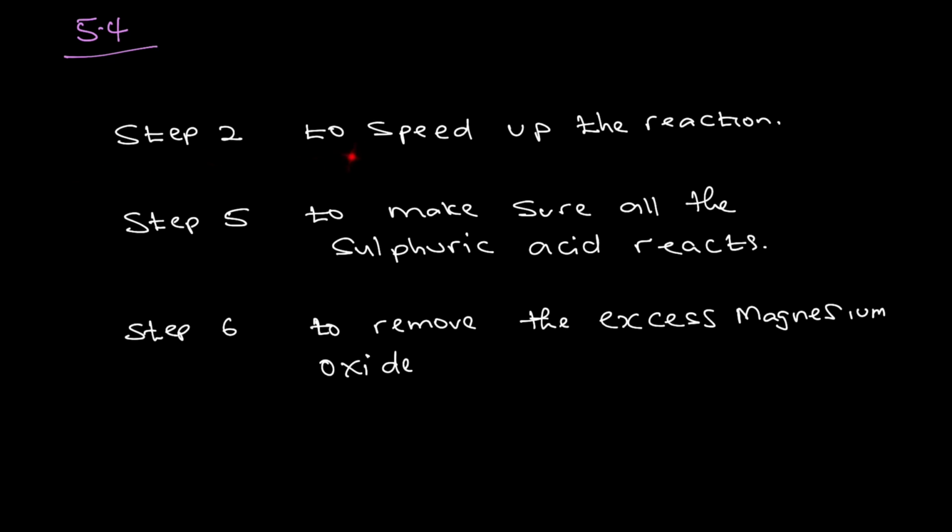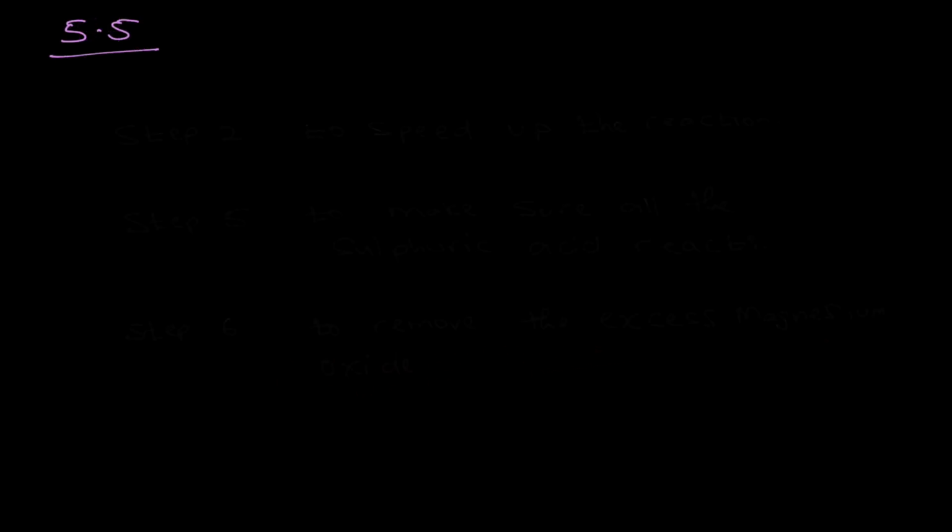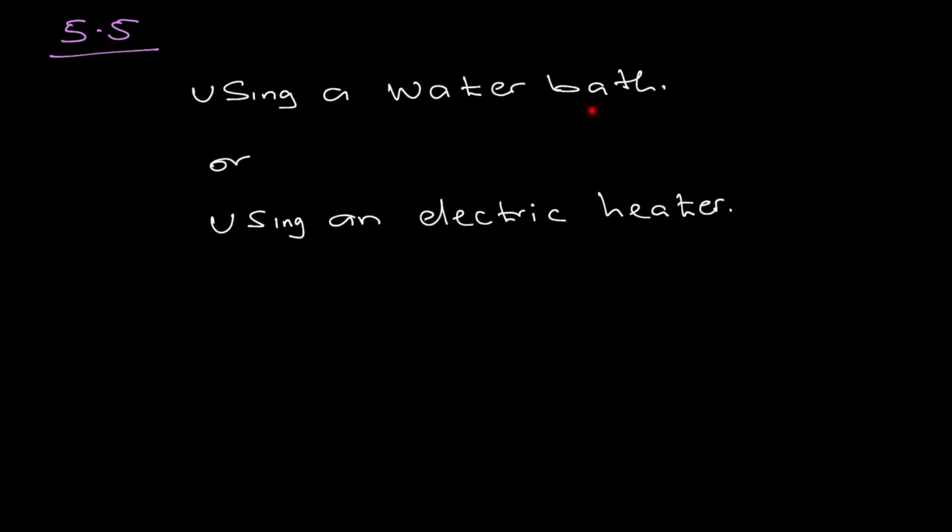So for step 2, you need to speed up the reaction by increasing the rate of reaction. So that's to increase the rate of reaction or to speed up the reaction. Step 5 is to make sure all the limiting reactant has reacted. So it's to make sure that all the sulfuric acid has reacted. And step 6 is to remove the excess magnesium oxide, which is the excess reactant. Question 5.5. How should the filtrate be evaporated gently in step 7? By using a water bath or by using an electric heater.